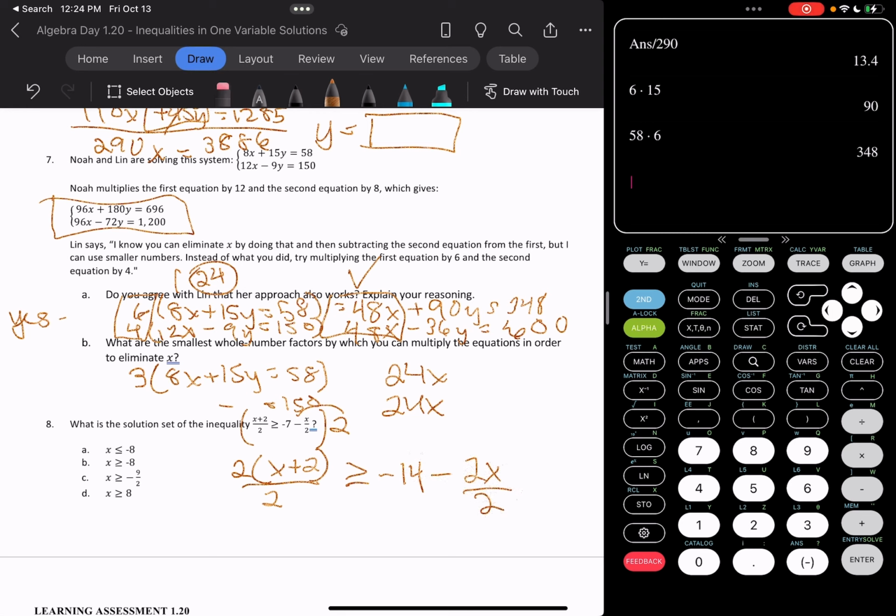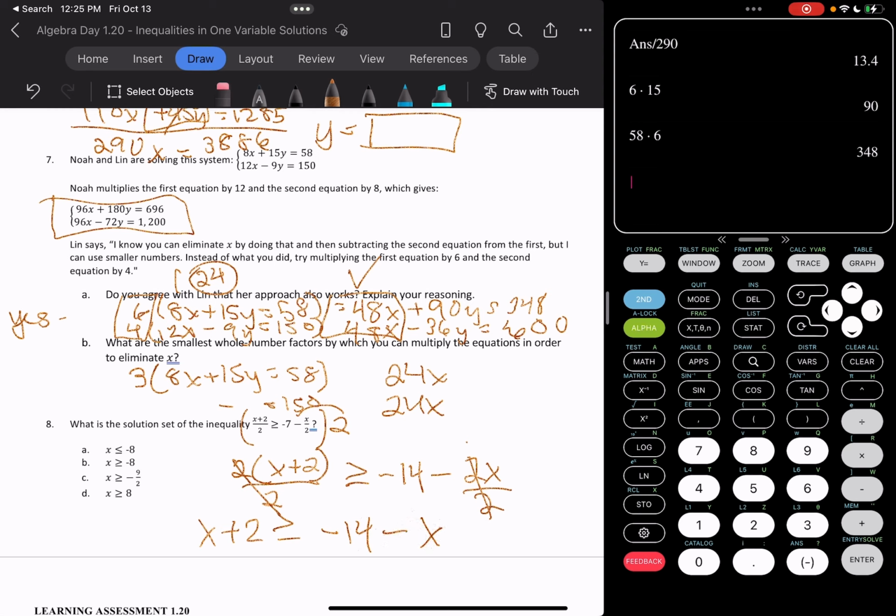So the 2 on the bottom in the denominator doesn't just automatically disappear because we multiplied by 2. What's happening is we now have a 2 in the numerator here over a 2 in the denominator. And so this 2 divided by 2 is 1, and that's why it's able to cancel out. Same thing with this one over here. The 2 divided by 2 is 1. So that cancels out, so we're left with x plus 2 is greater than or equal to negative 14 minus x.